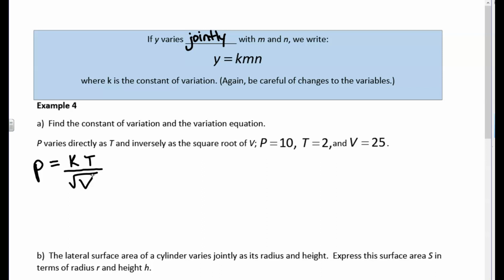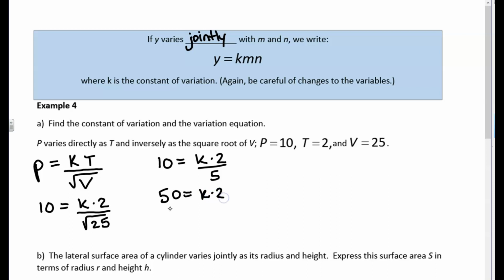We're now going to plug in all of these values to get our constant of variation. So P is 10 when we don't have K yet, but T is 2 over the square root of 25. I'm going to simplify this to be 10 equals K times 2 over 5, multiply both sides by 5 to get 50 equals K times 2, divide by 2 to get that 25 is K. That means that the constant of variation is 25.